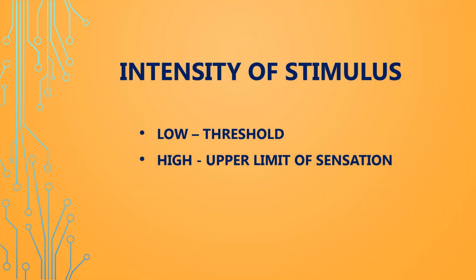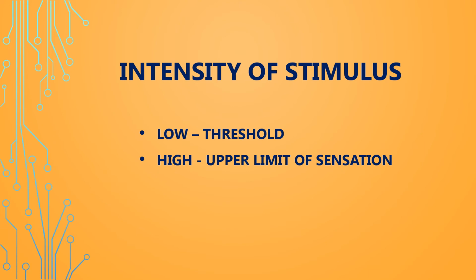Intensity of stimulus. There are stimulus with low intensity and high intensity. The stimulus of various intensities act upon our sense organs. It can be high or low. And we cannot be conscious of all of them. The stimuli of very low degree of intensity cannot produce any sensation. For example, a very faint sound, a very faint light, or a very faint odor. They may fail to produce a sensation. So the intensity of that stimulus is low.